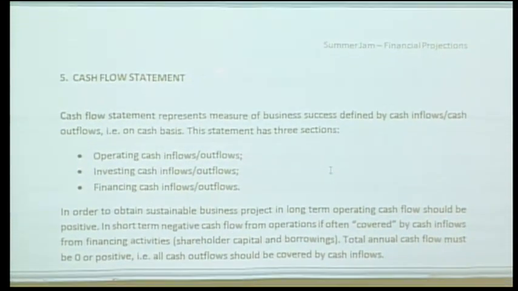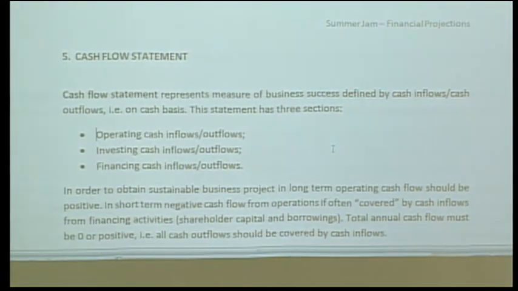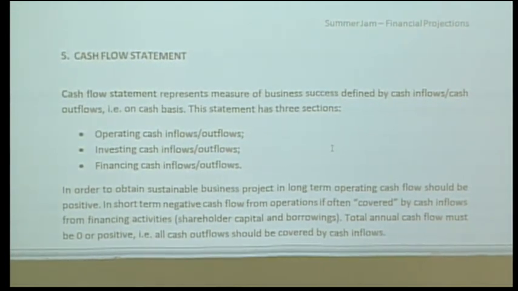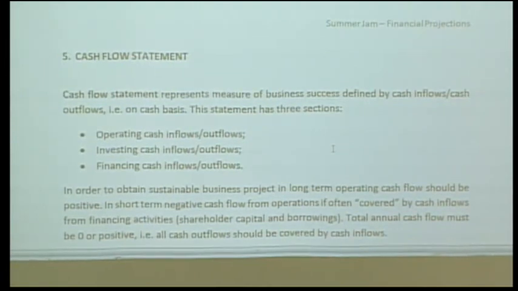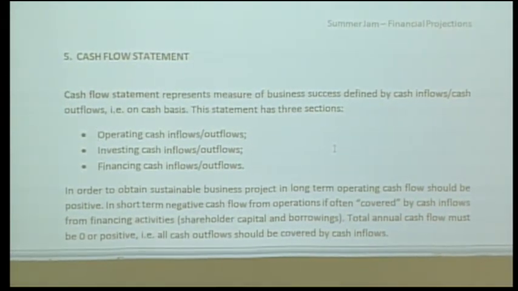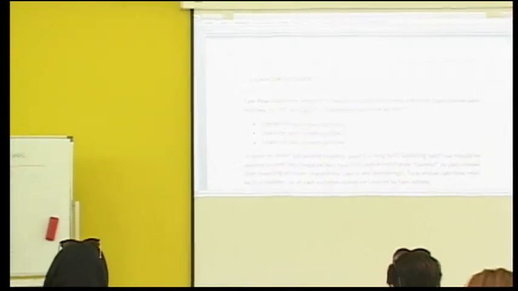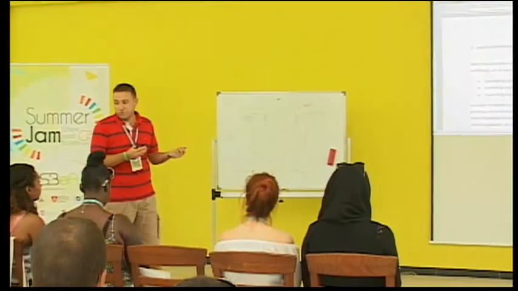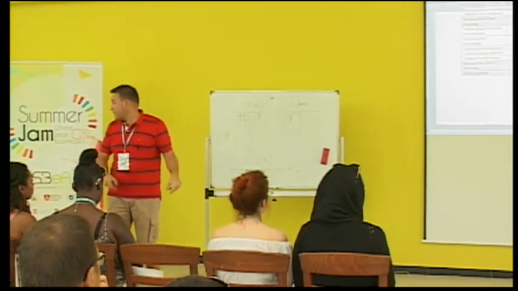The last one, cash flow statements. The cash flow statement represents a measure of business success defined by cash inflows or outflows. The cash flow statement is divided into three parts: operating cash flow, investing cash flow, and financing cash flow. Think about when you start your business, which part of your cash flow statement is positive or negative. You can earn a big profit, net income. Okay, you can grow the profit. But if you don't have cash, what's the future of your business? Think about it. The cash flow statement is the water of your business. Okay, please, presentation.